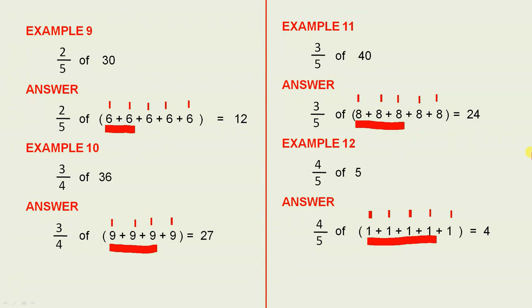So we have just seen how to work out the fraction of a number without using concrete materials.